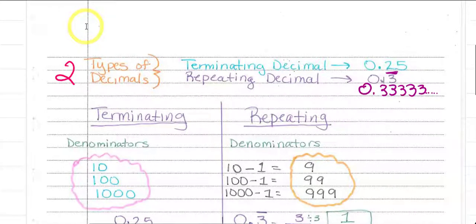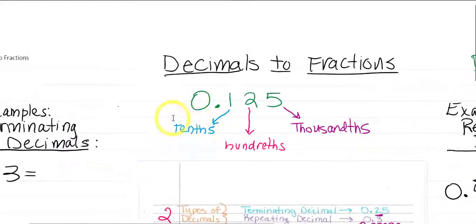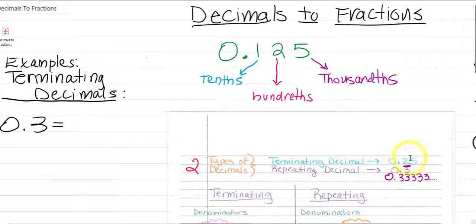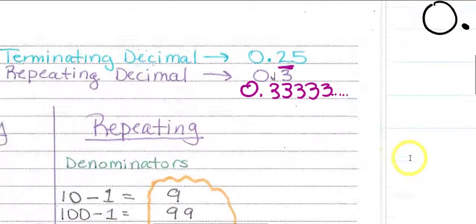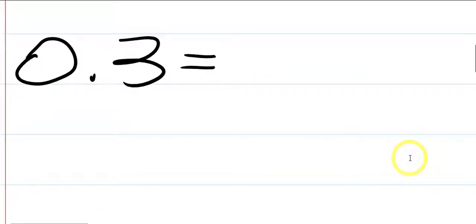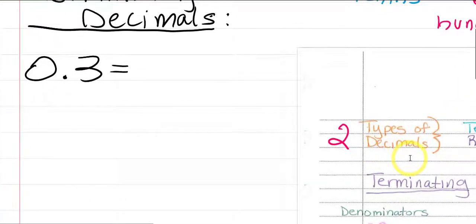Okay, so how do we change both of these types of decimals to a fraction? We're going to use our place value in order to do that. Let's start looking at the examples for terminating decimals first. Even though here we had 0.3 repeating, that's a repeating decimal. If it doesn't have the bar on top, it's going to be a terminating decimal. So this is 0.3, and it's a terminating decimal. How do we change 0.3 to a fraction?